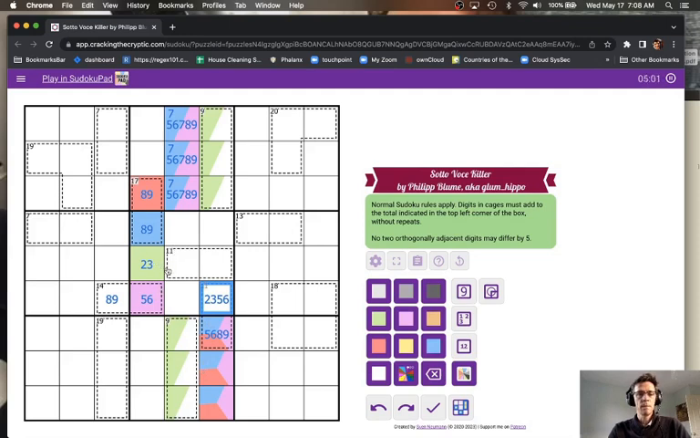Now, there are some subtleties here having to do with an additional rule. This no 2 orthogonal digits can differ by 5. That means that this isn't an 8-3 pair. Okay, so let's have a look here. I have to do a little bit of solving relating to this extra rule.